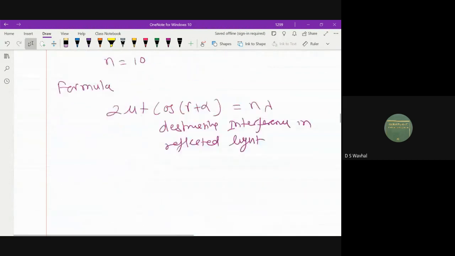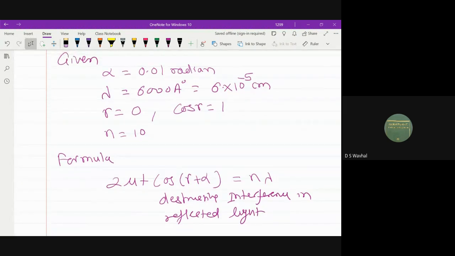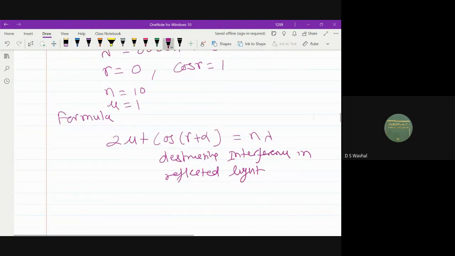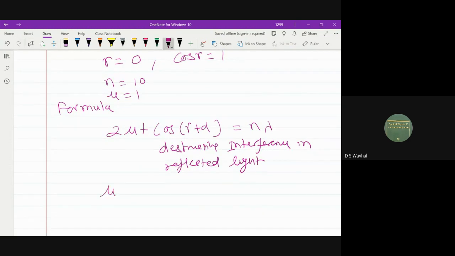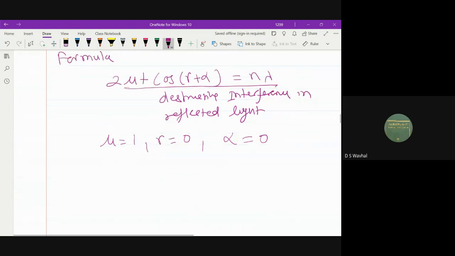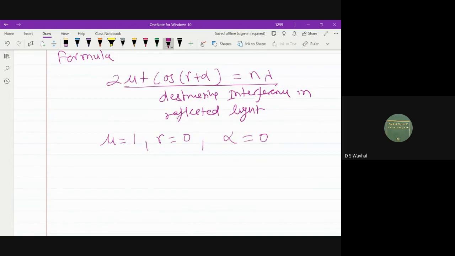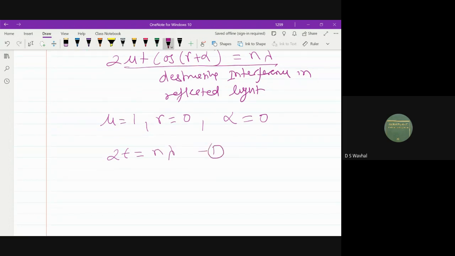Okay, nothing is mentioned about mu, so let us take mu equal to 1 for the air film. Let us say that the film is air. So mu is equal to 1. There is normal incidence, r equals 0. Alpha is extremely small, so let us take that equal to 0. Then this equation becomes 2t equals n lambda, since cos of (r plus alpha) is 1 and mu is 1. So we get 2t is equal to n lambda. Let us say this is our equation 1.